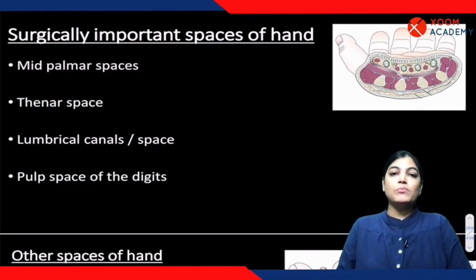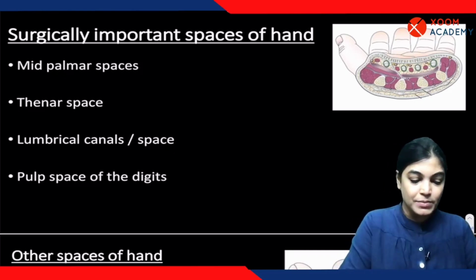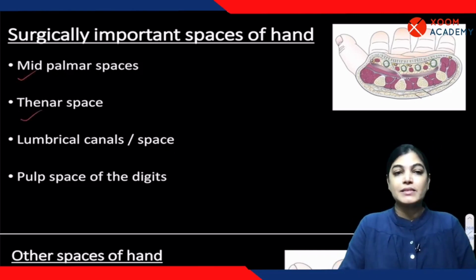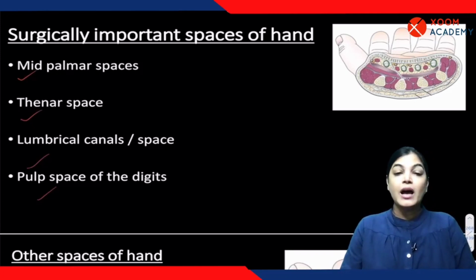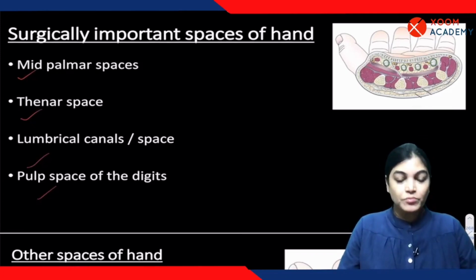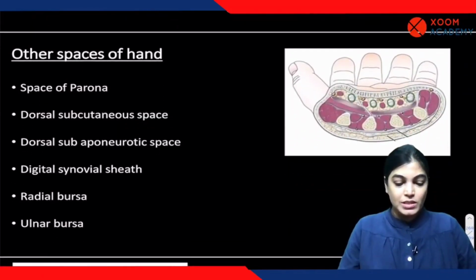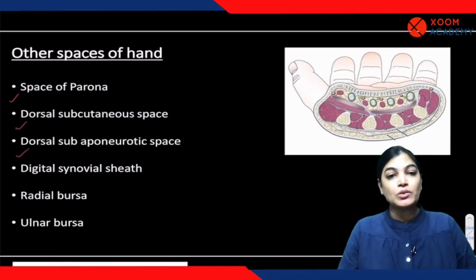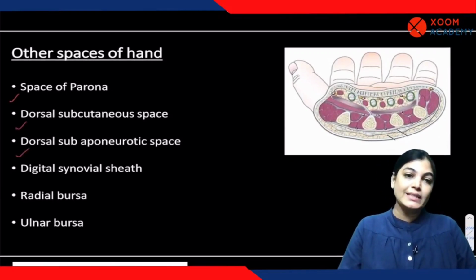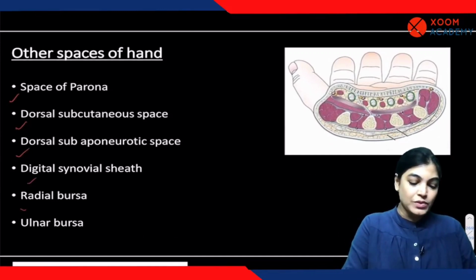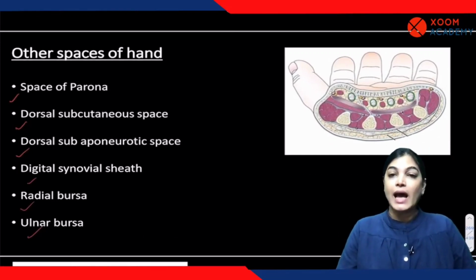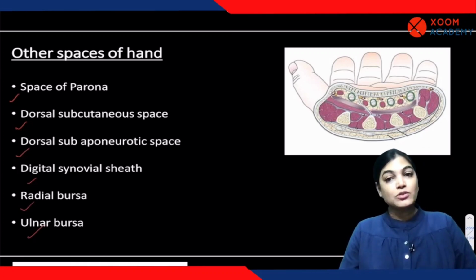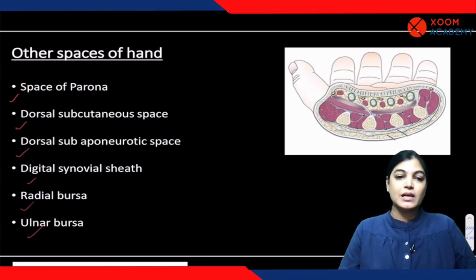So the surgically important spaces of the hand are the mid-palmar space, thenar space, lumbrical canals and spaces, and pulp space of the digits. Let's talk about the other important spaces: parona, dorsal subcutaneous, dorsal aponeurotic, digital synovial sheath, and the radial and ulnar bursa. I would like to show you many diagrams so that you can understand where these spaces are located.